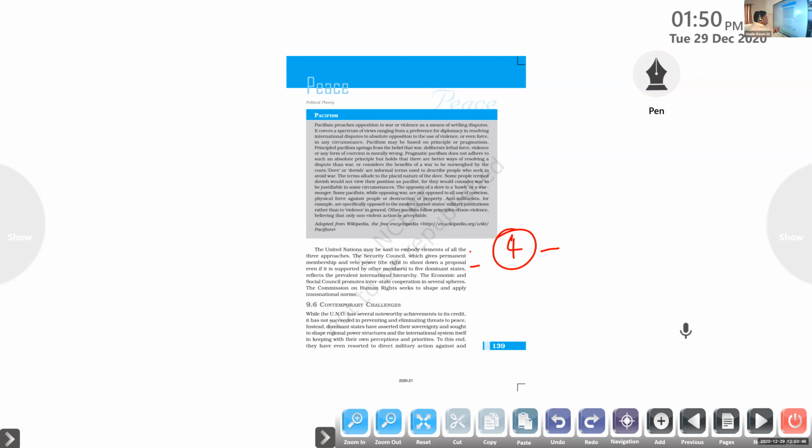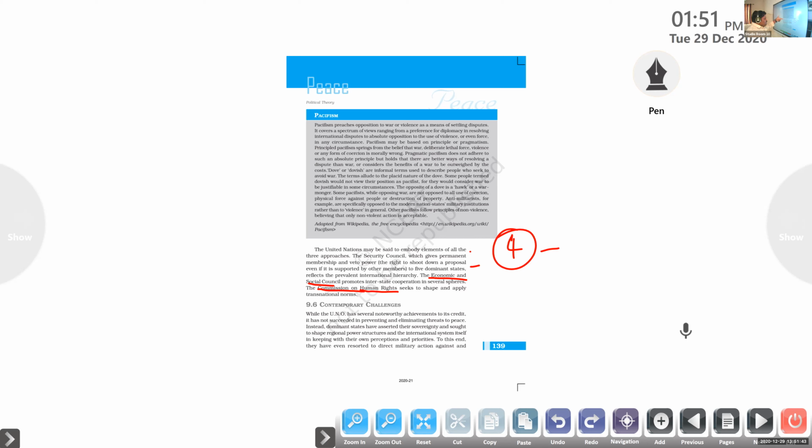The Economic and Social Council, another organ of the UNO, promotes interstate cooperation in several spheres. Next, the Commission on Human Rights seeks to shape and apply transnational norms. The Human Rights Commission protects the rights of each and every human being in different countries. Applying transnational norms means each and every country has to accept the human rights proposals of the United Nations Organization. They cannot say that in our country we follow some other rules related to human rights. Each and every country has to follow the same. Clear? So these are the basic three councils here.